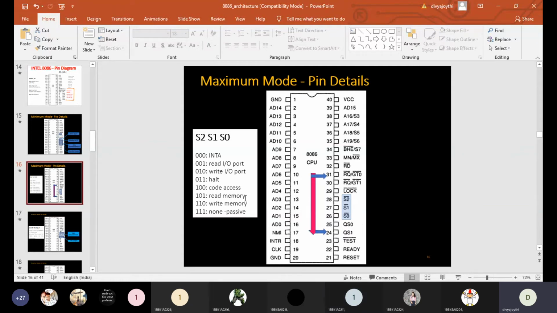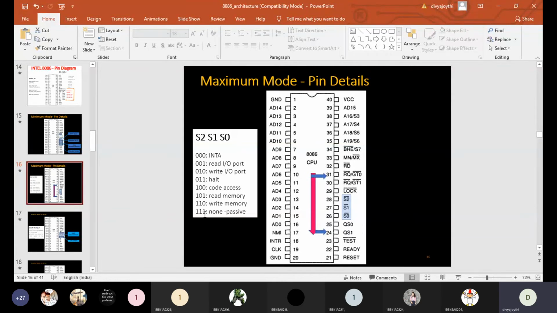And next, if the combination is 110, then that indicates that the processor is writing data to the memory. Writing data to IO devices and writing data to memory, both are different, both are not the same. And if all the three bits are ones, then this indicates that the processor is not doing anything. It is completely in rest mode. Halt means it is temporarily in rest mode.